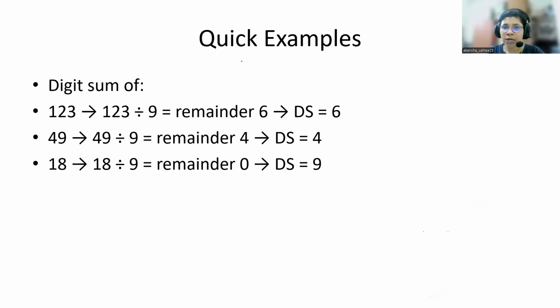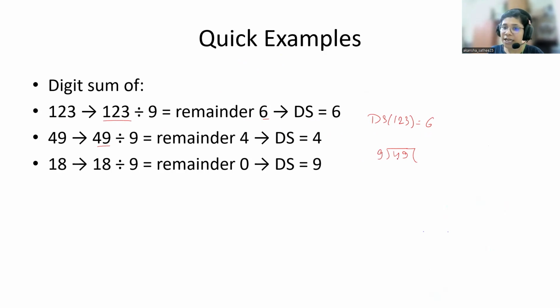So digit sum, quick example. We have already done the example. Digit sum of 123, you just divide 123 by 9. The remainder will be 6, and digit sum of 123 is 6. We have already seen that. Similarly, the next example was 49. Let's see whether the shortcut will work for 49 or not. So 49, you have to divide it by 9 according to the shortcut.